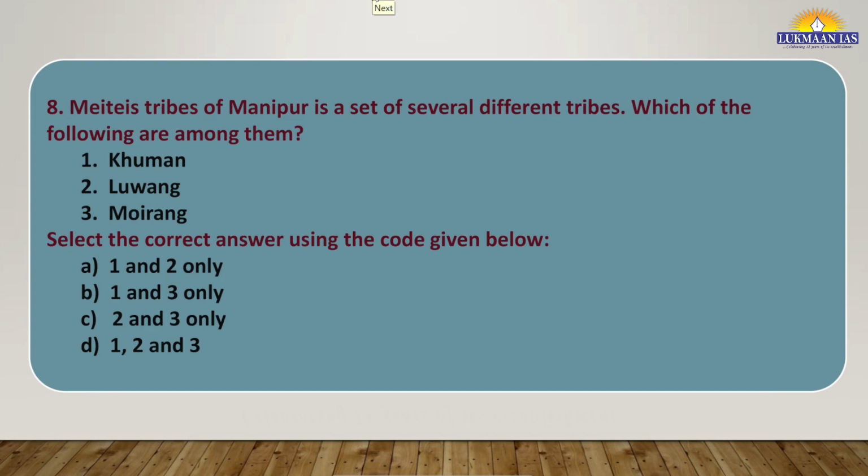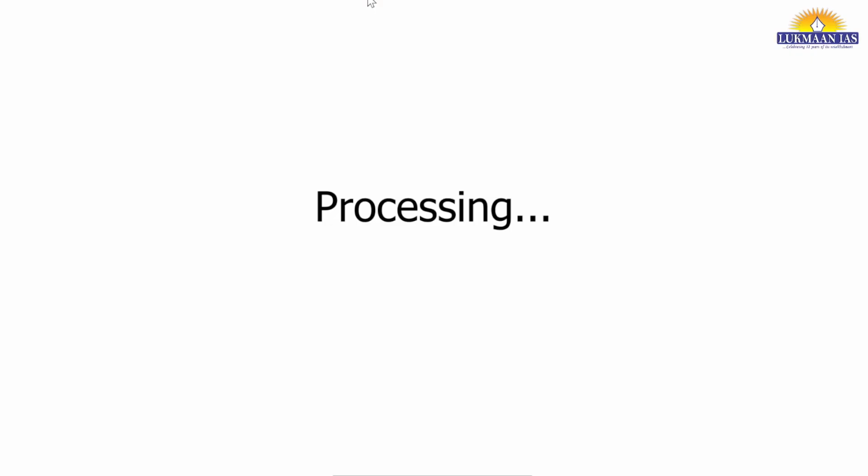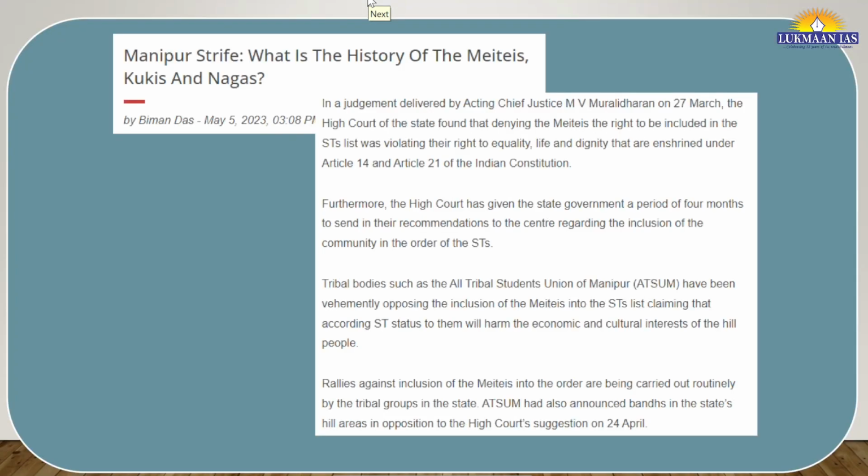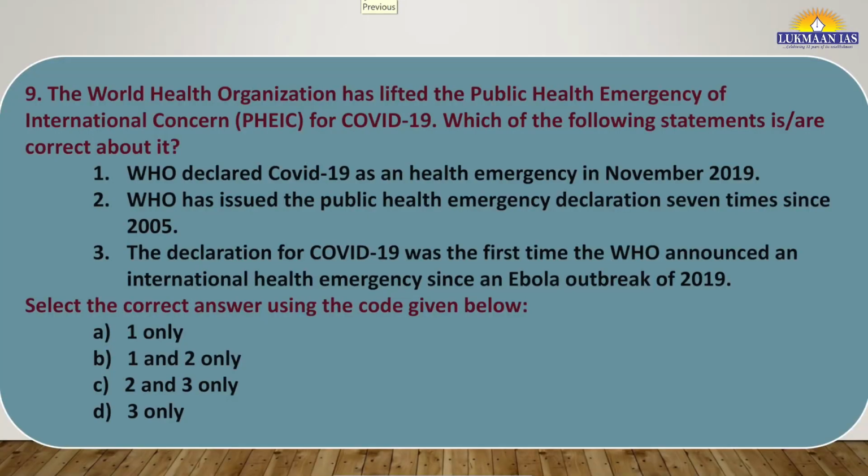Now Meitei tribe of Manipur is a set of several different tribes. Again, it is in news, that's why the question is asked from the society perspective, culture, ethnic diversity there. Which of the following are among those tribal groups of Meiteis? Okay, Khuman, Luang and Moirang. Basically all of these is the correct answer here. सारे ही जो है members है उस community के. Okay, and along with that you should also understand that the kind of ethnic diversity we have in Manipur or any other northeastern states, this is very important for us to ensure those diversity is not affected.